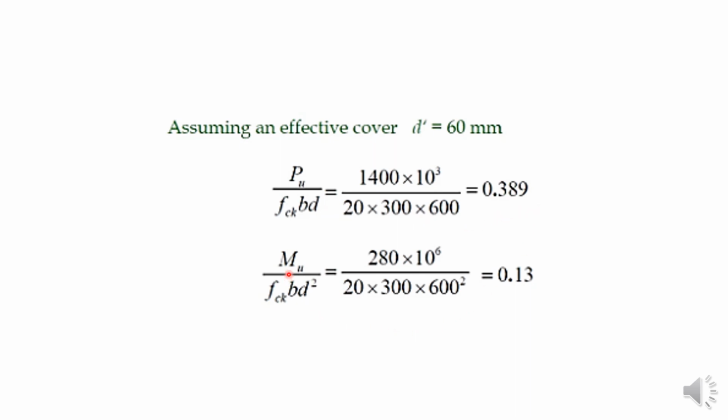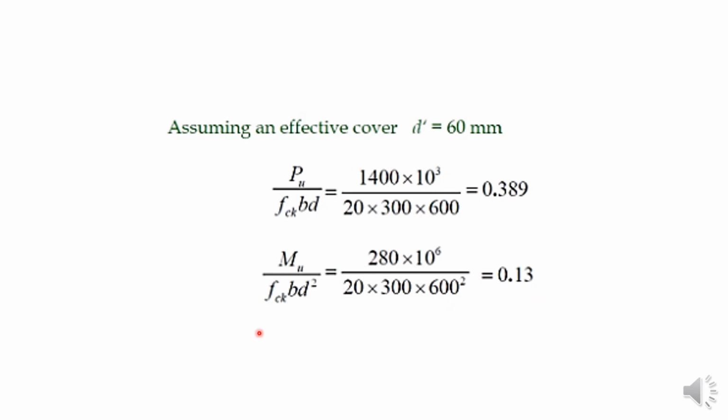Now we find Mu by fck BD square. Mu given in the problem is 280 kNm, so 280 into 10 power 6 divided by 20 into 300 into 600 square. That is equal to 0.13.